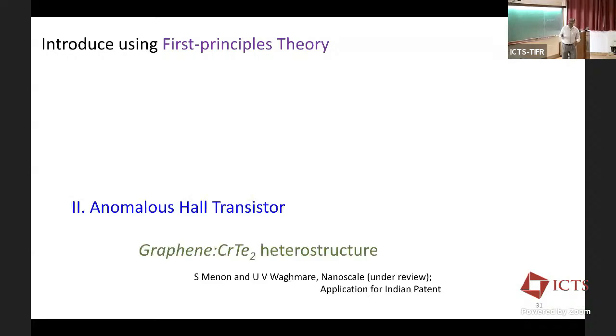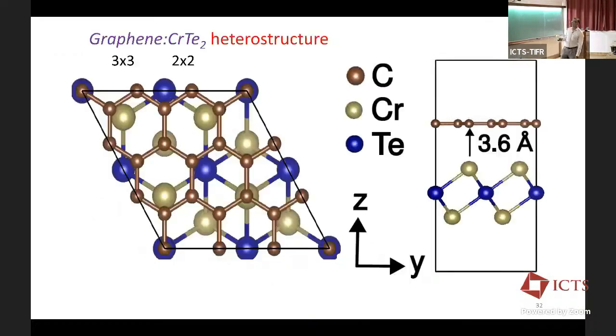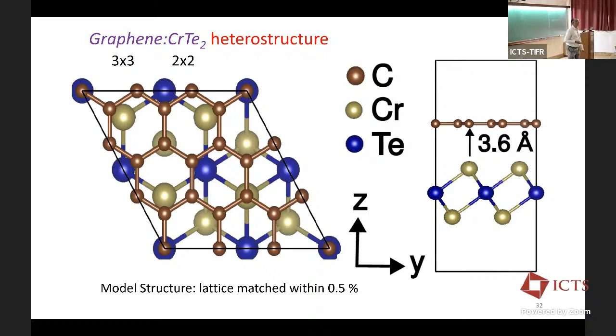I have very little time. This is Surabhi's work, but I'm keen to present it. It's an anomalous Hall transistor, and it belongs to the engineering heterostructure theme of this conference. The heterostructure we looked at is the graphene and chromium telluride heterostructure. It's not lattice matched, of course, but the advantage we had is that if you use a 3x3 graphene supercell and 2x2, they are pretty much matched within 0.5% of strain. By the way, the idea also came from Surabhi. My students are quite creative, and my job often is essentially to work with them to develop their ideas.